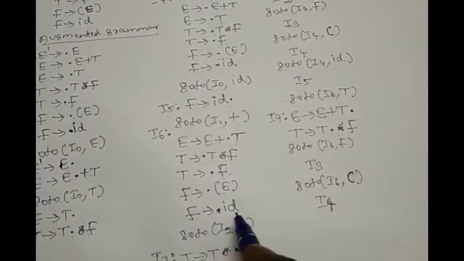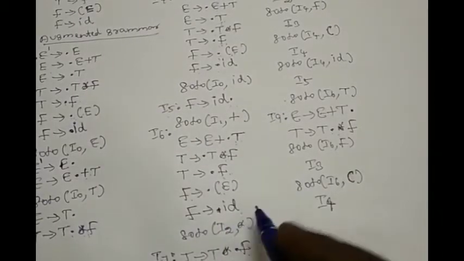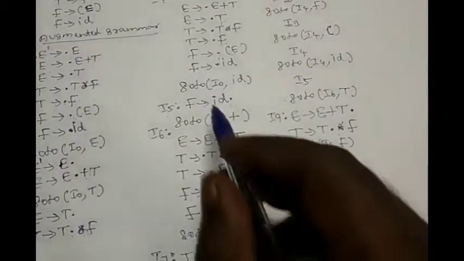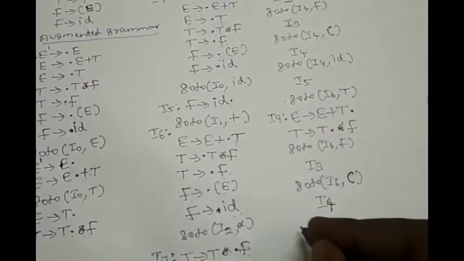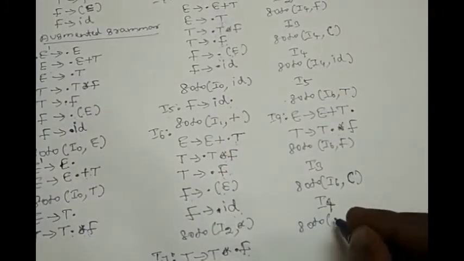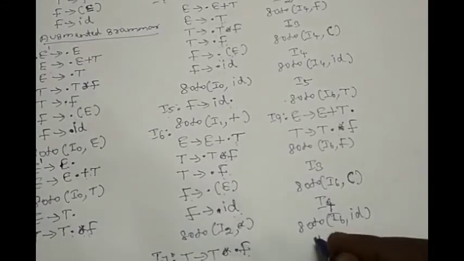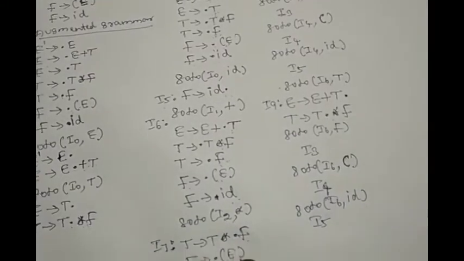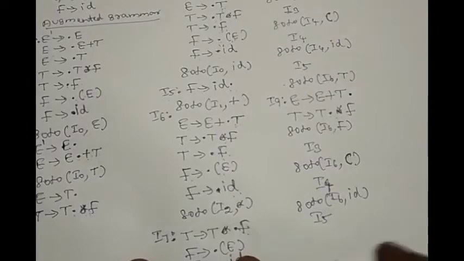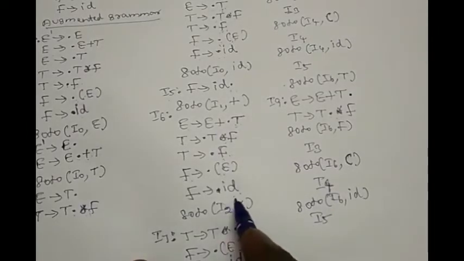Now we have to process this F tends to ID here in item set 6. That is already available in I5 here, isn't it? So goto of item set 6 comma ID will give me the answer I5. So there is not any change here. That's it. Now I6 has been processed.